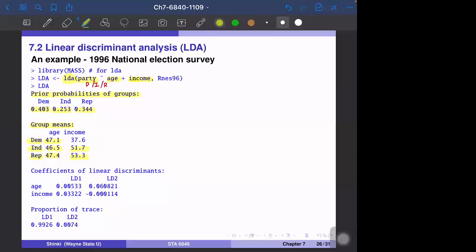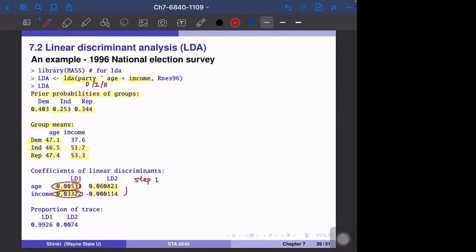Yeah, and then this is the result of the LDA. This is step one of the LDA. Basically, this is the coefficient: age times 0.0053 plus income times 0.0332. This is the best linear combination to separate these three groups. And LD2 is the next one.